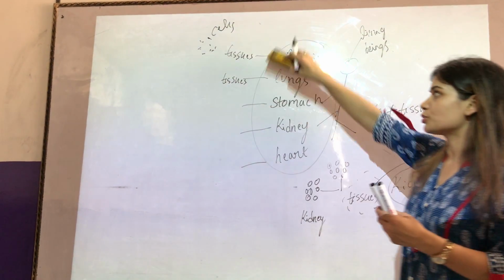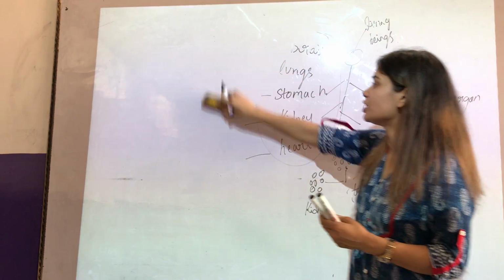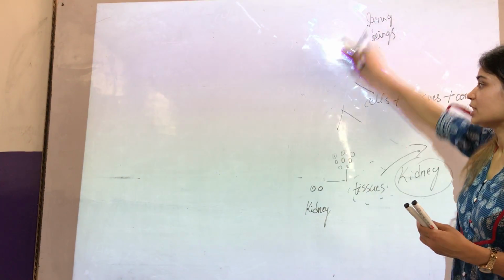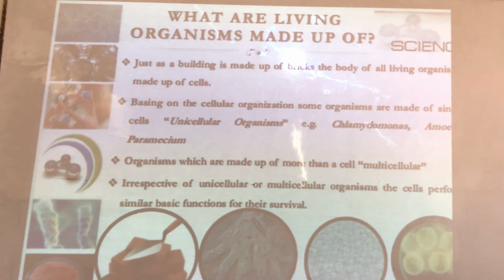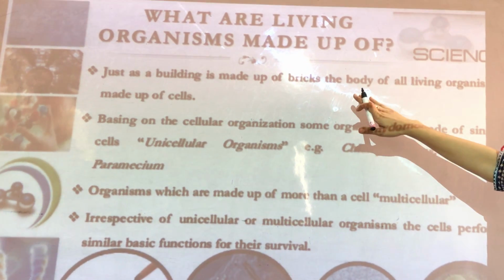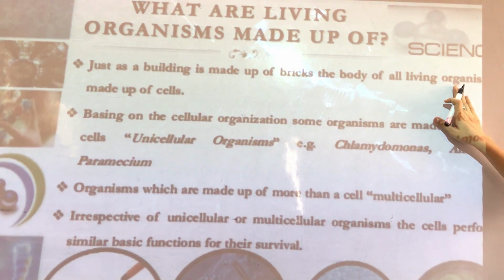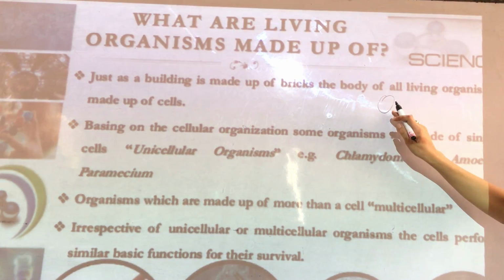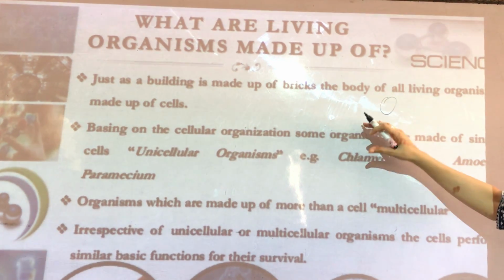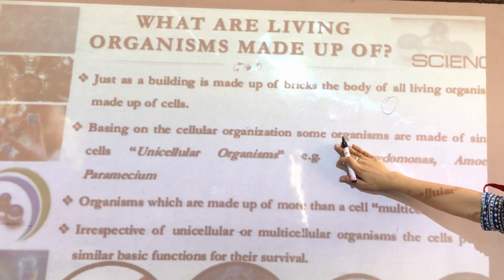So have you understood why the cell is the basic and fundamental unit of life? Because each and every organ is actually made up of small cells. Just as a building is made up of bricks, the body of all living organisms is made up of cells. Each and every organ of the human body is made up of different types of cells.